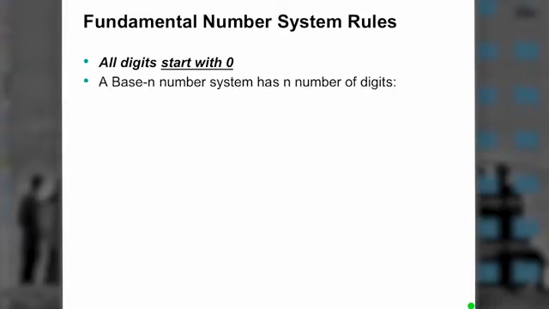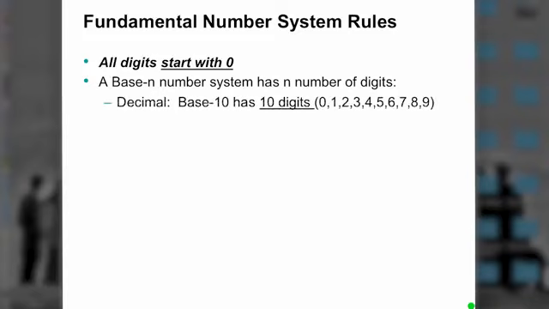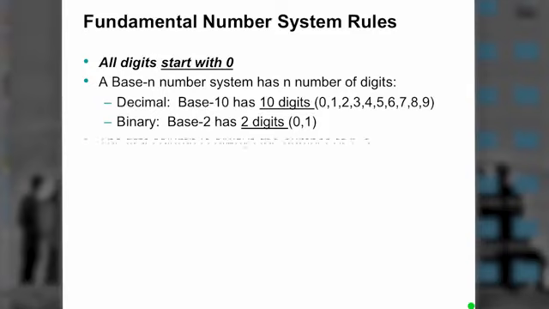So whatever base we're working in, that tells us how many digits or how many numbers are in that number system. For example, decimal, base 10 number system has 10 digits, starting at 0 through 9, that's our 10 digits. Binary is base 2. Base 2 has 2 digits, starting at 0, 0 and 1 are our 2 digits.